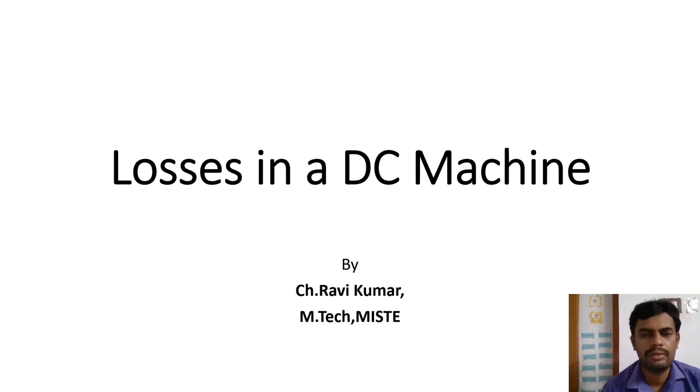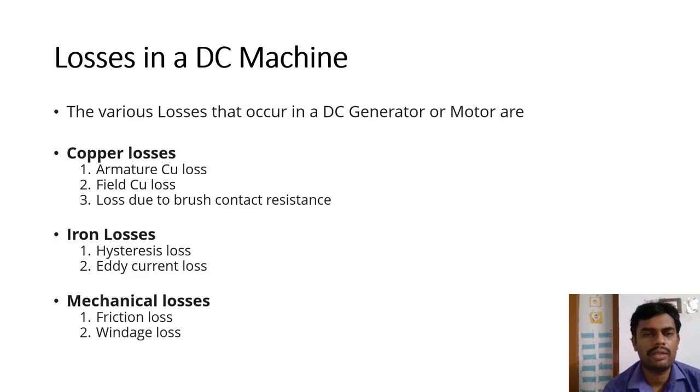Good morning, students. Today we will be learning about the losses which are occurring in a DC machine. So, coming to the losses in a DC machine, the various types of losses that occur in a DC generator or motor. DC machine, in the sense, it may be a generator or motor, because from the construction point of view, both will be having the same parts.